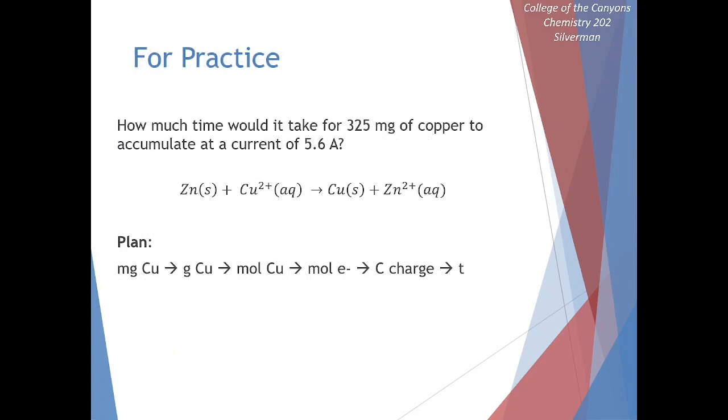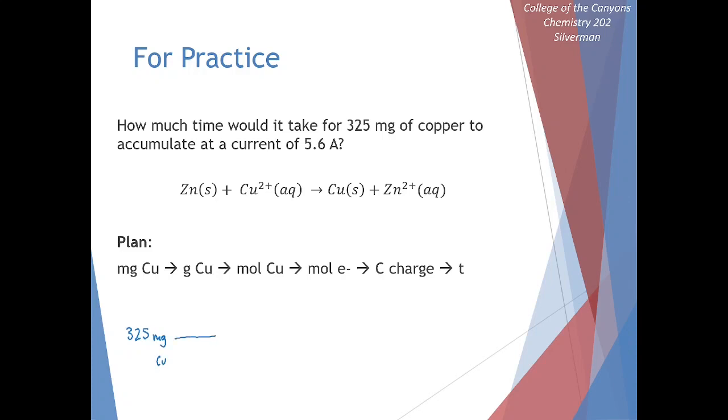Here's an example. We have a redox reaction going on, and we want to know how much time it would take for 325 milligrams of copper to accumulate with a current going of 5.6 amps. We've sketched out a plan here. Take a moment and see if you can get this all set up.